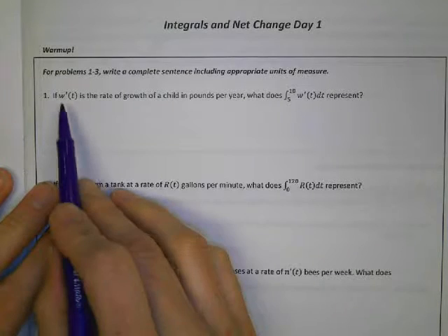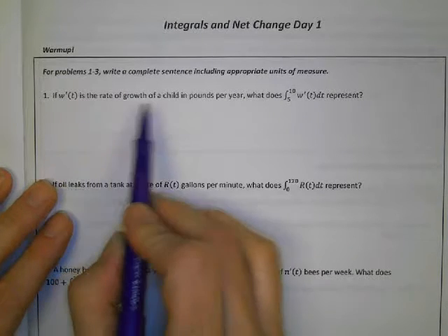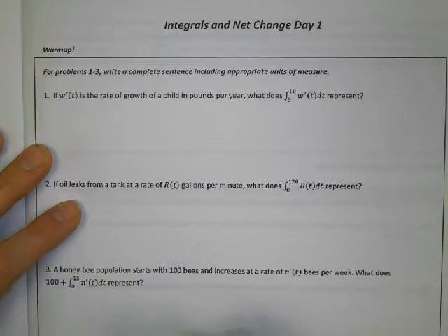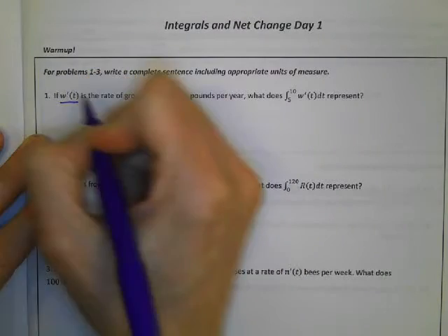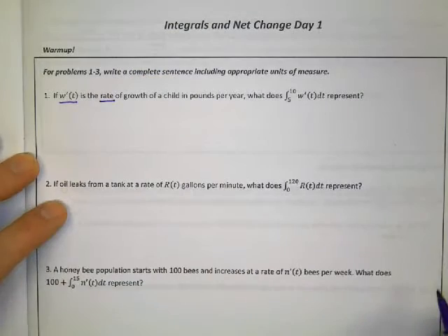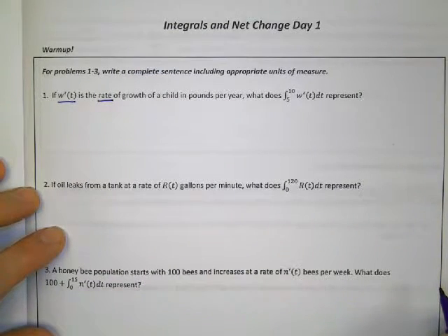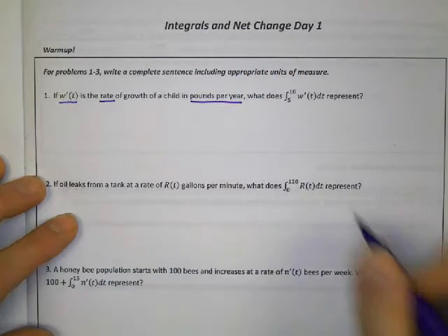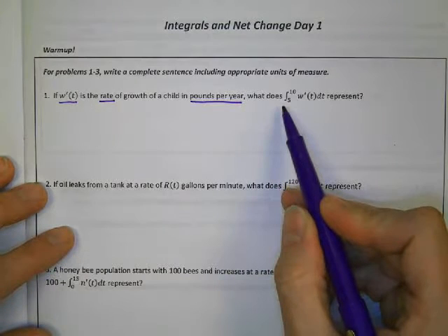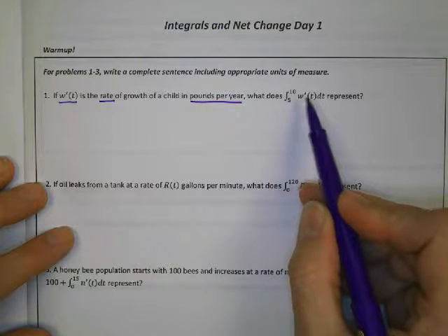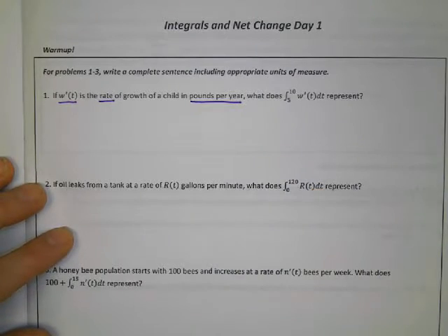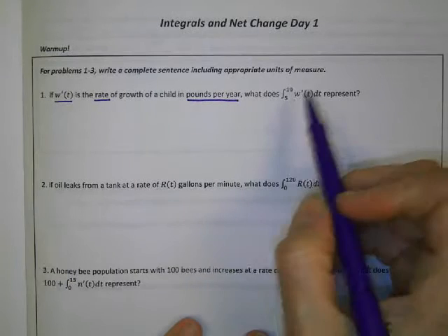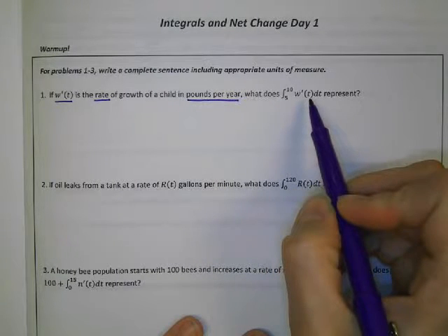The first problem tells us that W prime of t is the rate of growth of a child in pounds per year. That's going to be a signature of these problems. The function they're giving us is going to be a rate function. In this case, it's the rate of growth of a child in pounds per year. That's going to be important. What we need to answer is, what does the integral from 5 to 10 of W prime of t dt represent? The first thing we'll work through is, what would be the units if I integrate this rate function?